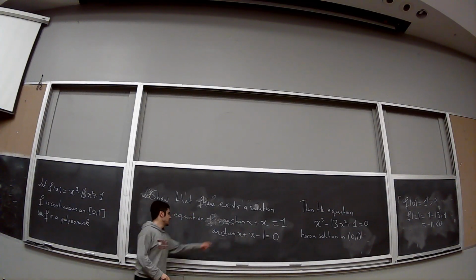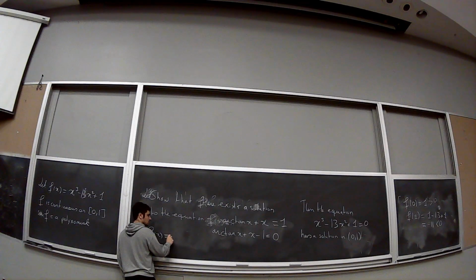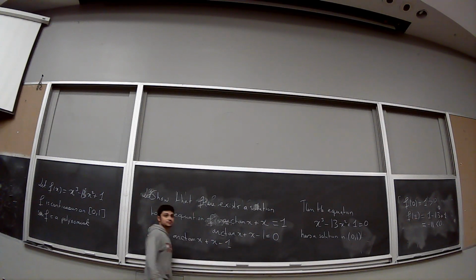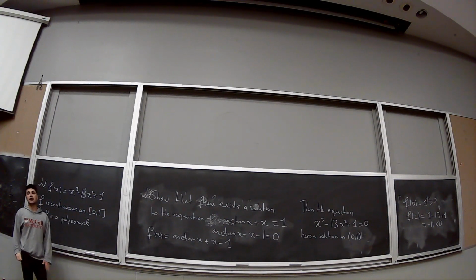So I can put everything on the same side, and let my f of x be arctan x plus x minus 1. You agree or not? Then what happens?